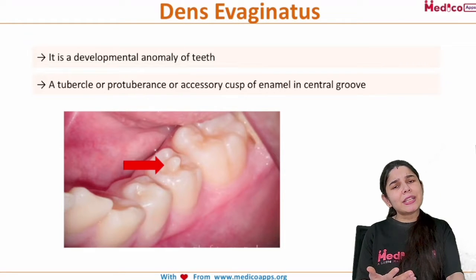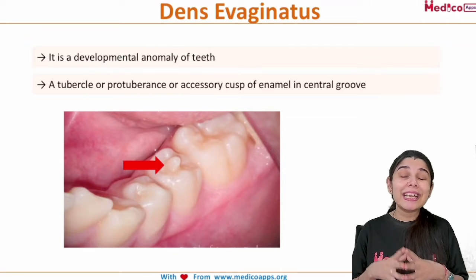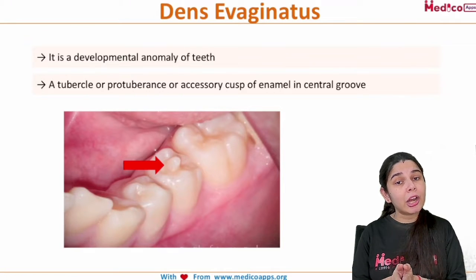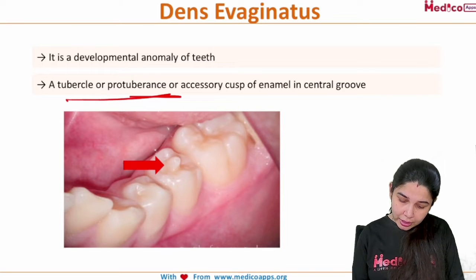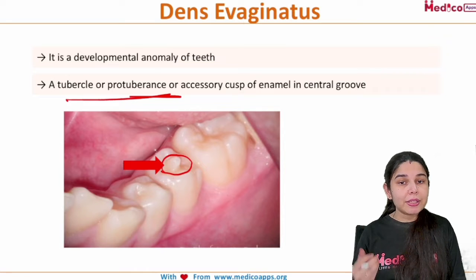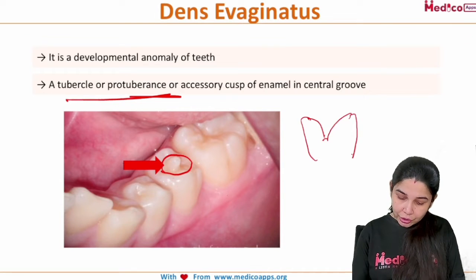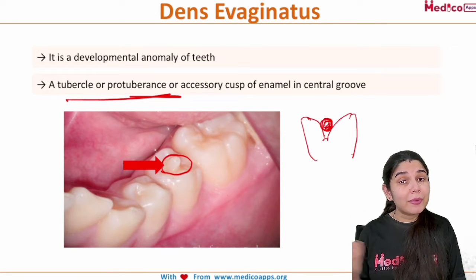It's basically a developmental anomaly occurring in the teeth. Here, a tubercle or protuberance is seen on the enamel surface. This protuberance is seen in the central groove of the tooth. So if this is a premolar, you can see this tubercle or protuberance here in the central groove between the two cusps.